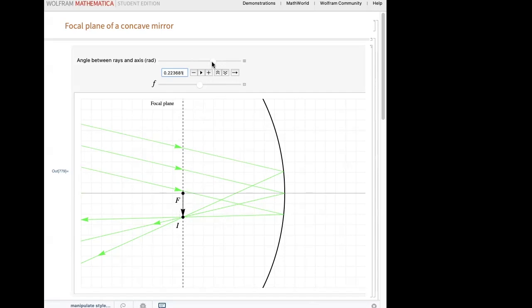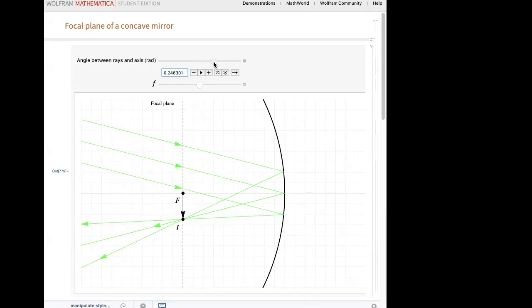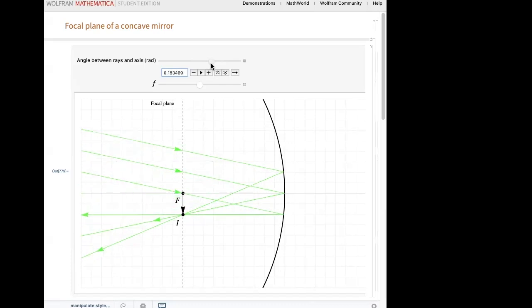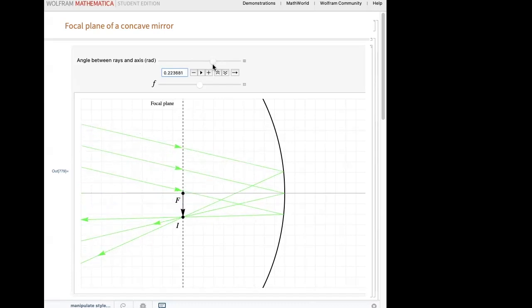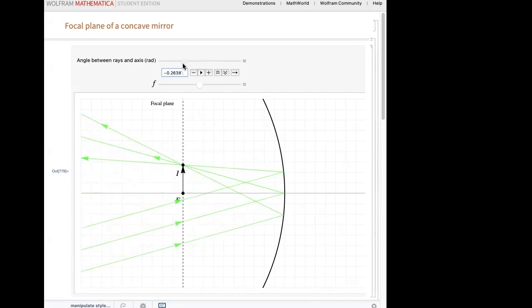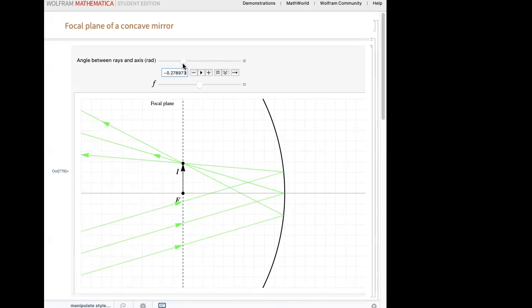In fact, it doesn't matter what angle the incident rays make with the optical axis. As long as that angle is small, they will be reflected through a point somewhere along this vertical line, which is a cross-sectional view through what we call the focal plane. The focal point lies on the focal plane, and the focal plane is perpendicular to the optical axis. If we put the very distant object below the optical axis instead, then we get an image of it which is still on the focal plane, but which is now vertically above the focal point.